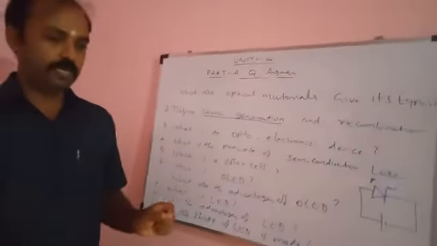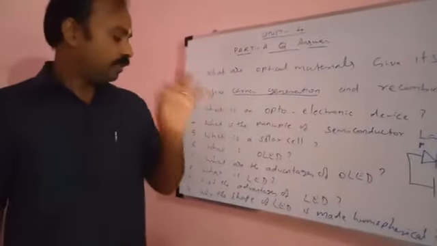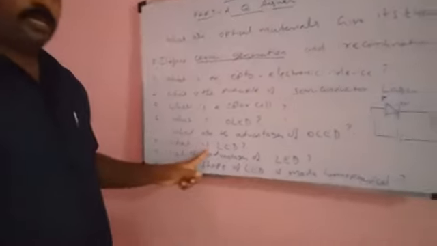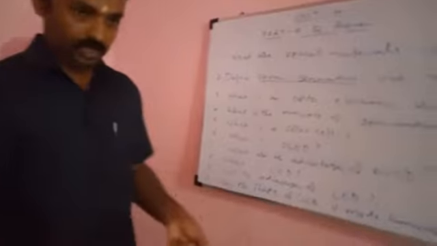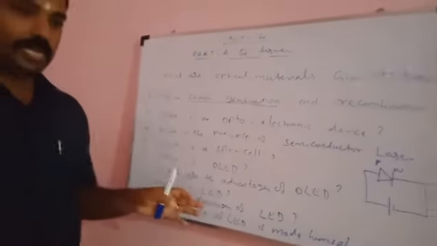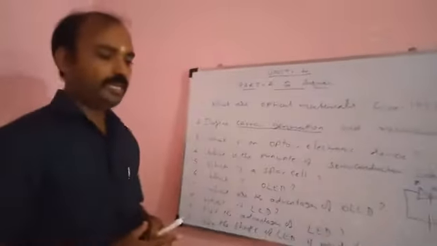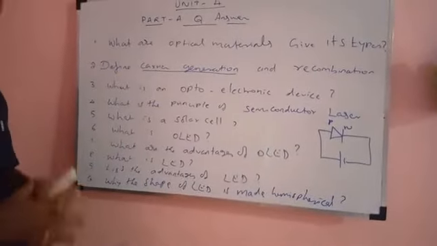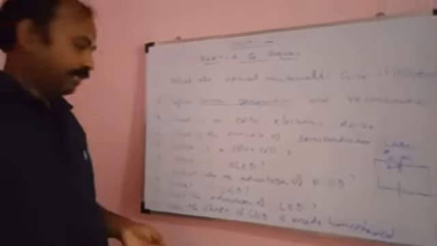LED is nothing but light emitting diode. What is LED? Give its principle. LED is a semiconductor PN junction diode which produces light when a suitable forward bias is provided.